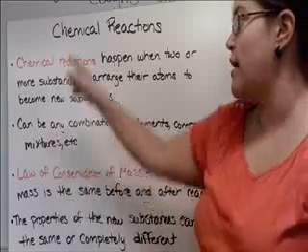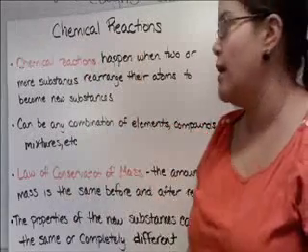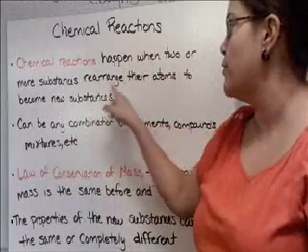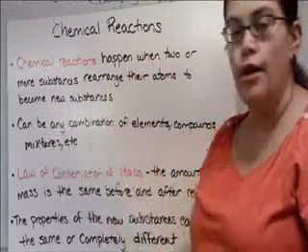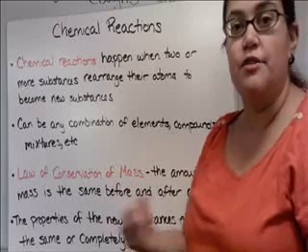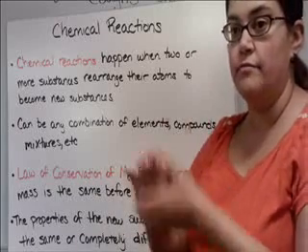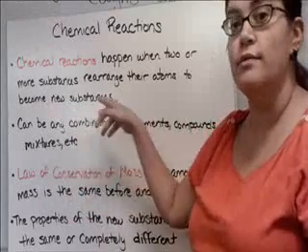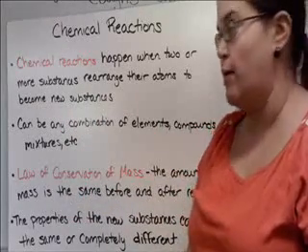Today's video, we're going to be talking about chemical reactions. Chemical reactions happen when two or more substances rearrange their atoms to become new substances. So you have two things, they come together, they interact, and at the end you have new substances, stuff you didn't have when you started with.